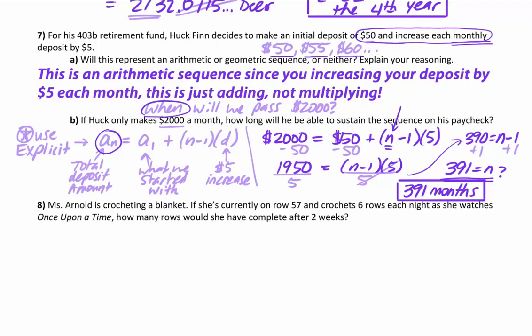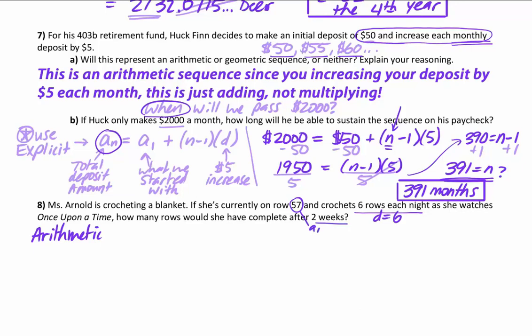So the very last question, Miss Arnold is crocheting a blanket. If she's currently on row 57 and crochets 6 rows each night as she watches Once Upon a Time or a TV show, how many rows would she have complete after 2 weeks? All right, so this is definitely one of those patterns that is arithmetic. That's good to note. She crochets 6 rows each night, so that's adding 6, adding 6, adding 6. So that is our common difference. The 57 here, that is our A1.